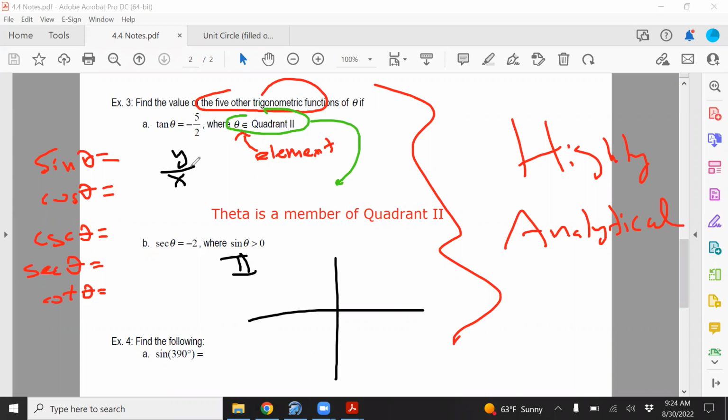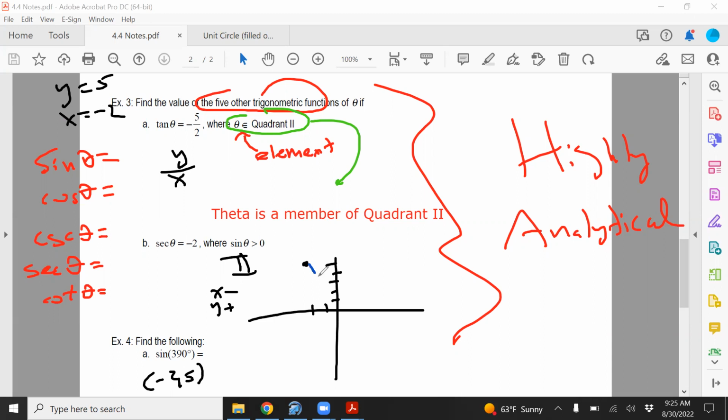is x positive or negative? Can you just pick values? Y is positive. Oh, duh. You fooled me, I had it right. Okay, x is negative, y is positive. So if you have -5 halves as your tangent, I'm going to let y be 5 and x be -2. So I'm going to plot -2, 5.